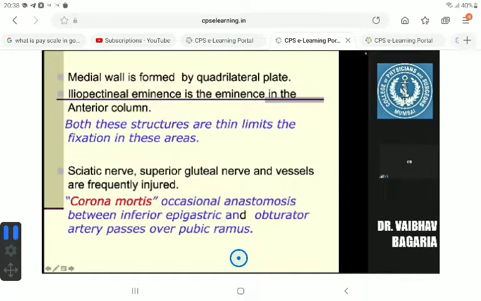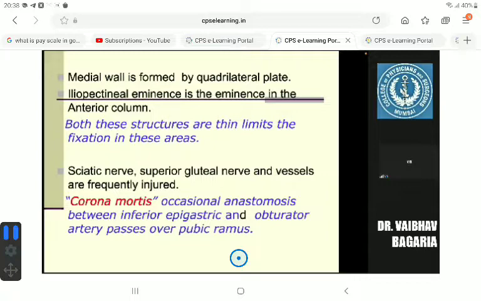Apart from that, there is a medial wall which is formed by the quadrilateral plate, and the iliopectineal eminence is the eminence in the anterior column. Both these structures are the limits of fixation in this area. So if you have to understand what we can do or what we can't do, I think these are the two critical structures that help us determine where we can go and where we can't go.